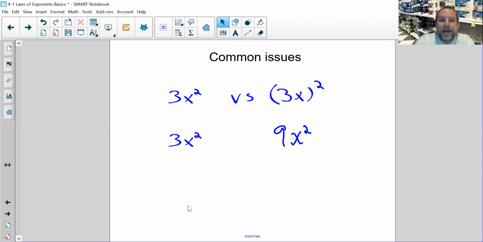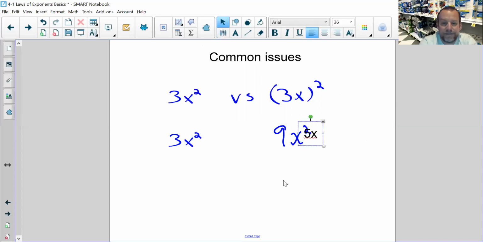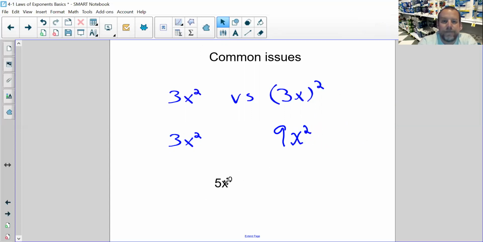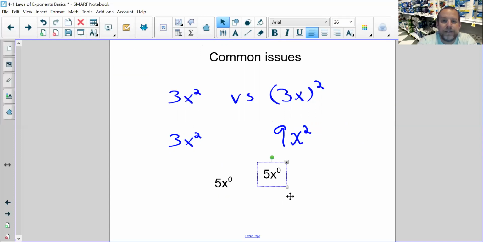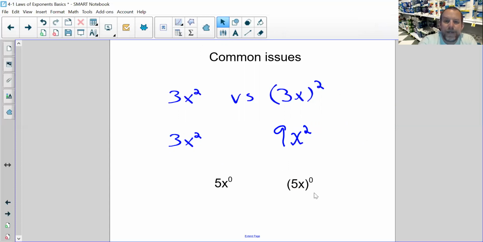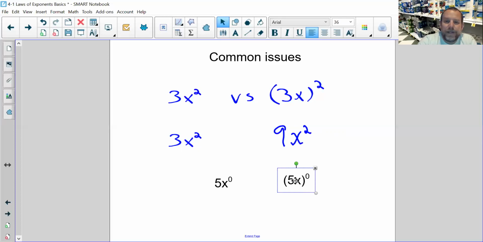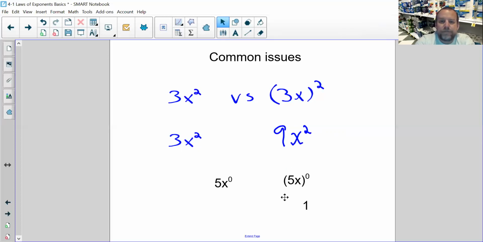And so it's really easy to get tripped up by these things, especially if we're using a 0. So if we went 5x to the 0, and we went 5x to the 0 power, this one right here is equal to 1, but this one right here is equal to 5, because only the x to the 0 power becomes 1, and then this basically is 5 times 1, which gives us 5. So boys and girls, be super careful about this.